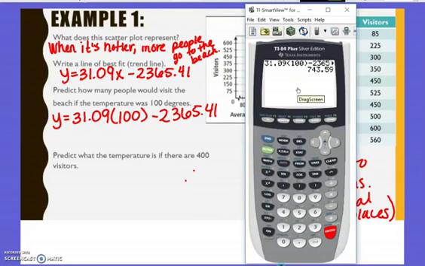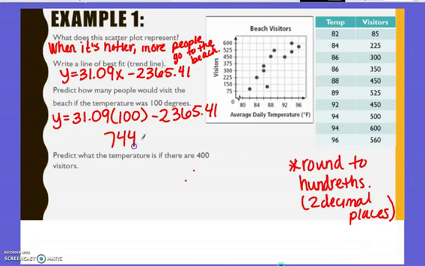So if you put 743.59, I mean, I count it right, but that doesn't make sense because we're talking about people here. So people, I would just round that up to 744 people. But if you gave me a decimal, I'd still count it right, but in the real world, we wouldn't have decimal people. Okay? So it says, predict how many people would visit the beach if the temperature was 100 degrees. Well, if it's about 100, they'd have about 744.